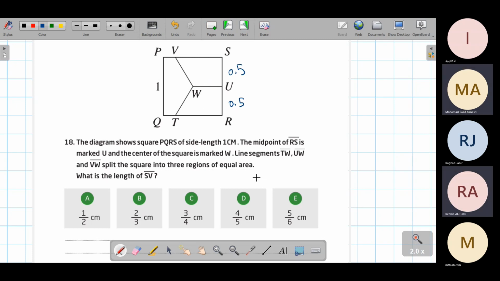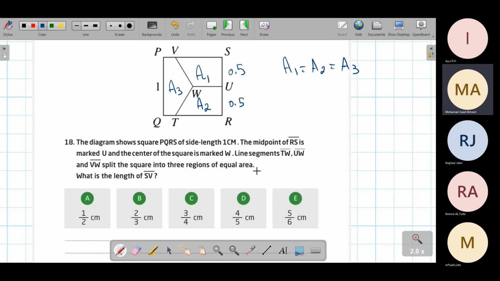Line segments TW, UW, and VW split the square into 3 regions of equal area. Of course, we say split, we will not say divide. In geometry, we say split. So split the square into 3 regions of equal area. Right. So if I say this one is A1, this one is A2, and that one is A3, I know that A1 equals A2 equals A3. The area of the first region is equal to the second, equal to the third.